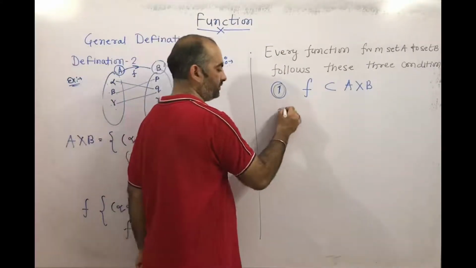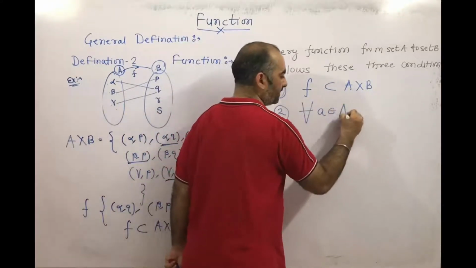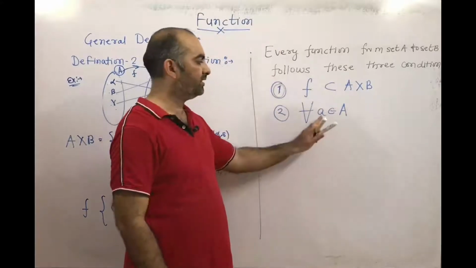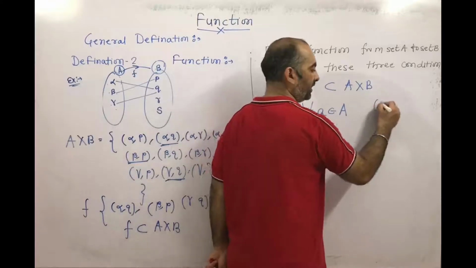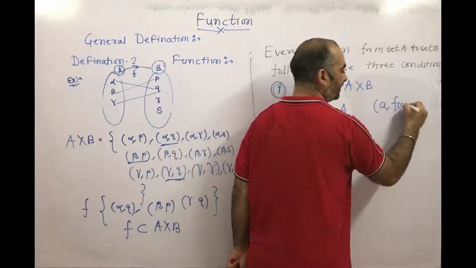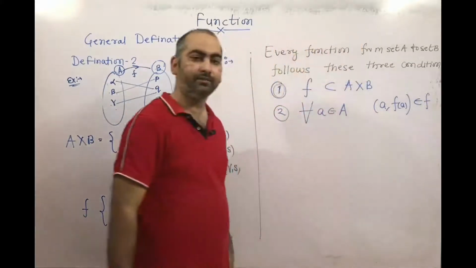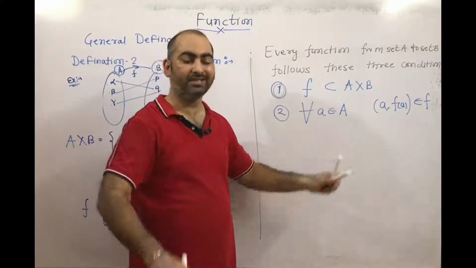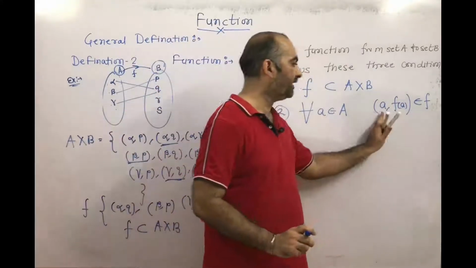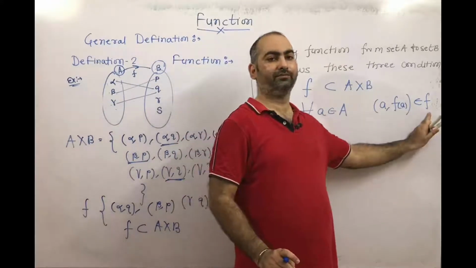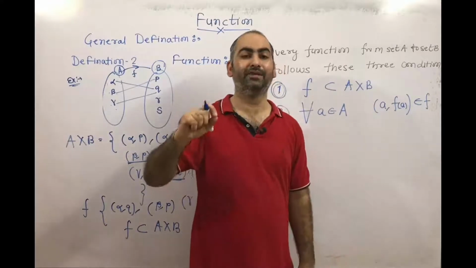Second condition. For all a belongs to capital A, every element of set A will have the ordered pair a comma f of a belongs to F. So in a function, a comma f(a) should be present for each and every element of set A.